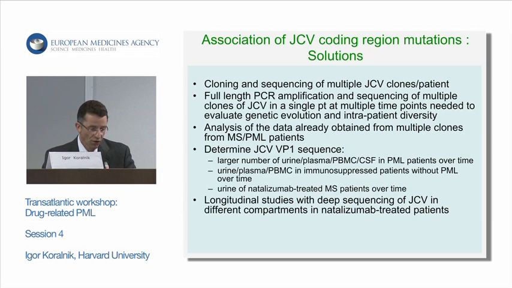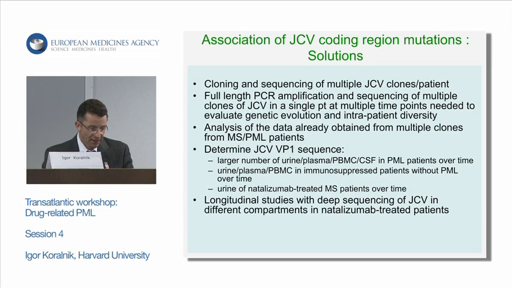I think it would also be interesting to look at the urine, plasma, and PBMC in immunosuppressed patients without PML over time and see the genetic diversity in this patient population, and also look at the genetic variability in urine of natalizumab-treated MS patients over time in these cohort studies.